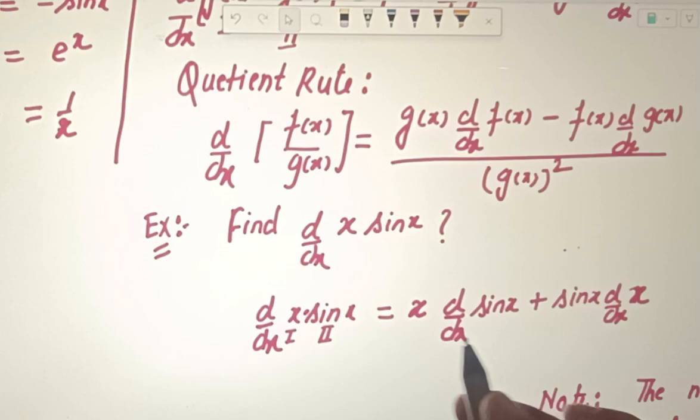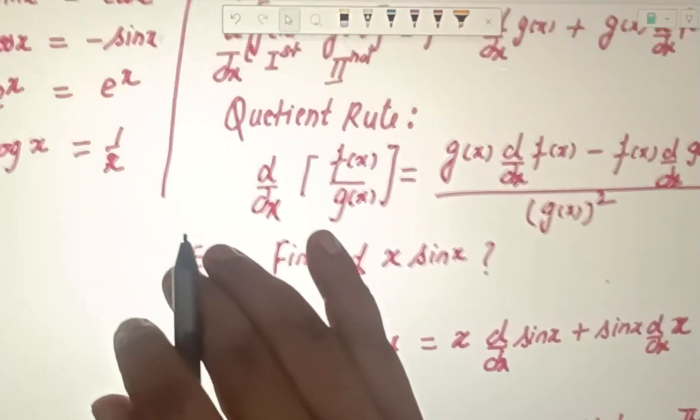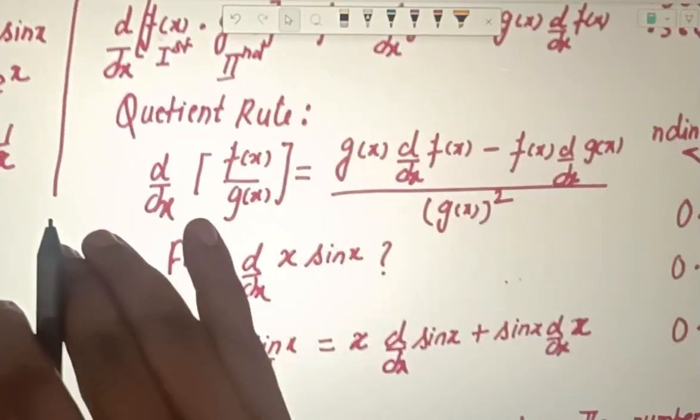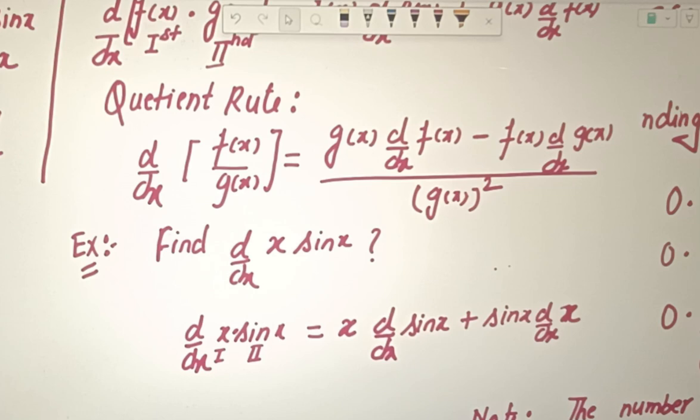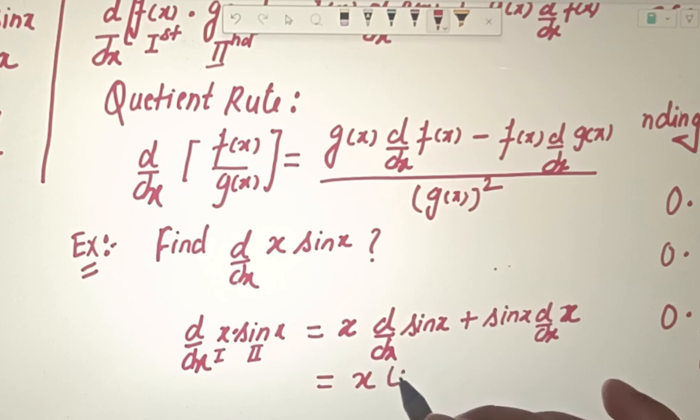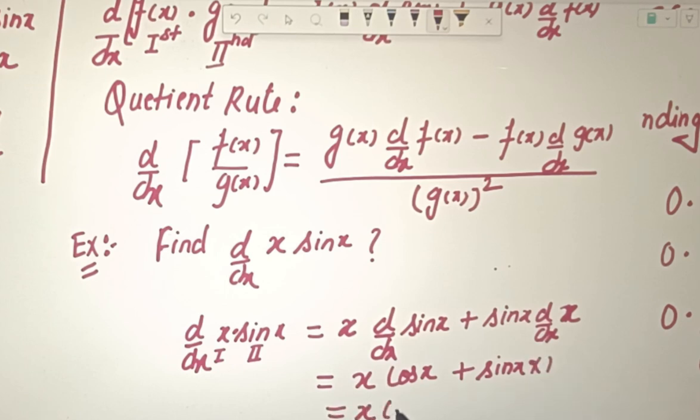So what is the result? You will see the derivative of sin x is cos x. I have written it here. So x cos x plus sin x as it is, and the derivative of x is 1. So you can write x cos x plus sin x. These are very simple to compute.